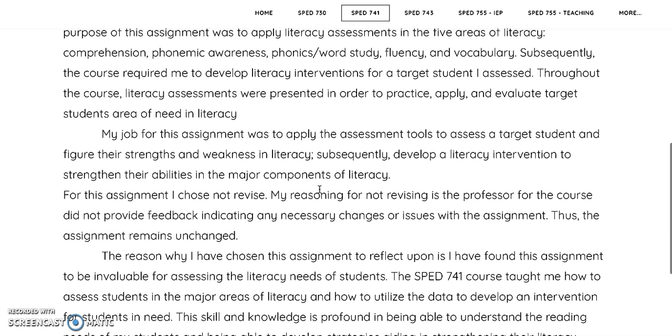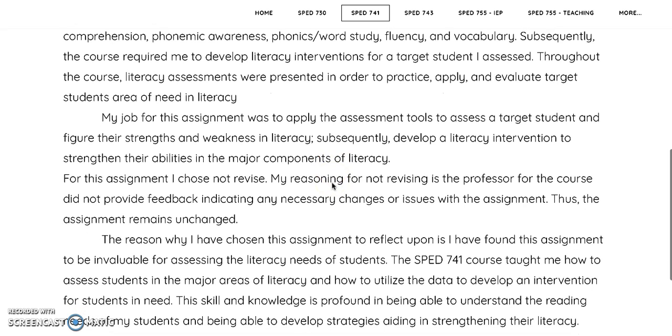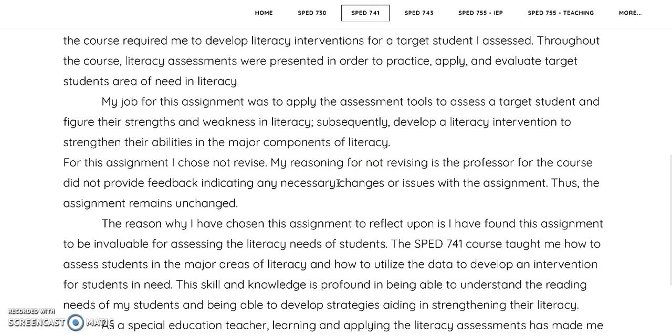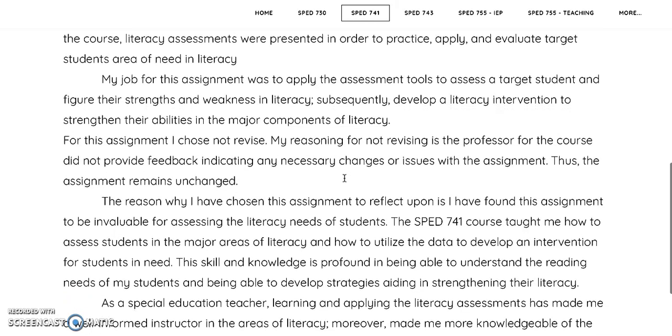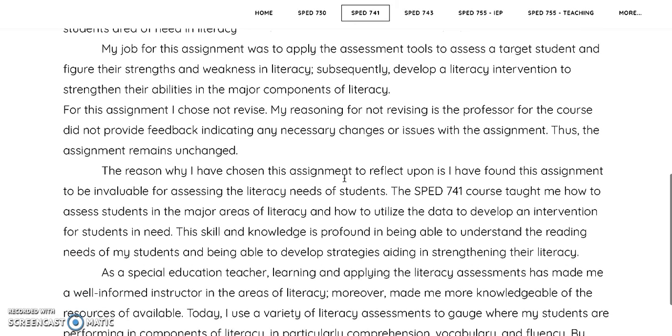With this course, I acquired a deep understanding of literacy and the value of assessing my students in the components of literacy. Moreover, I gained knowledge on how to effectively implement interventions in order to help my students become more successful in literacy.